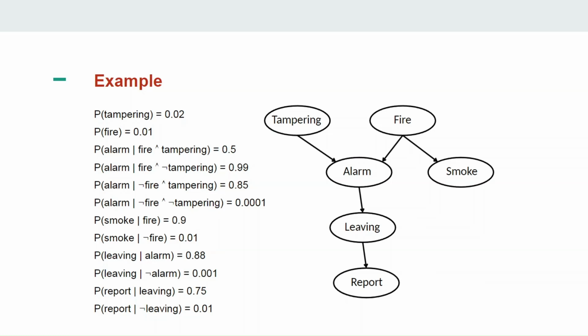And then I have leaving. What's the probability of leaving when the alarm is false? 0.01, right? So leaving is also going to be false in my case. And what's the probability of report if leaving is false? It's the last one, right? 0.01, which would make it false as well in my case. Now, this is how forward sampling would be done in a network.